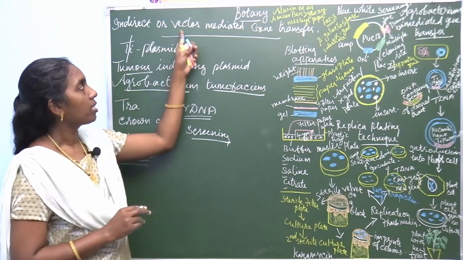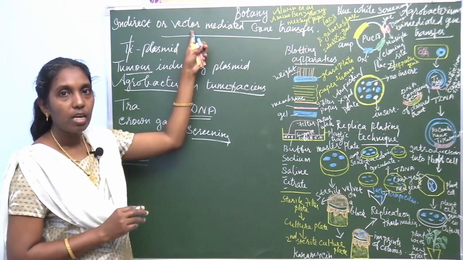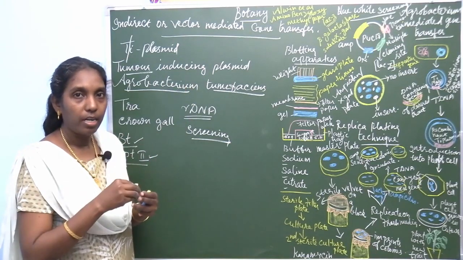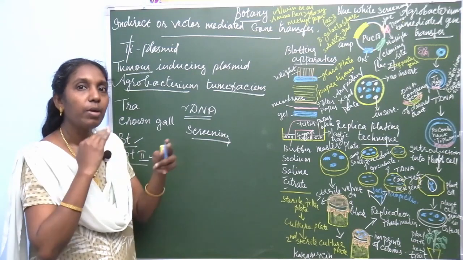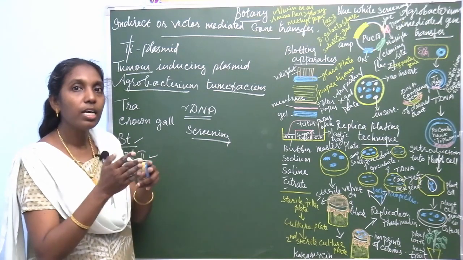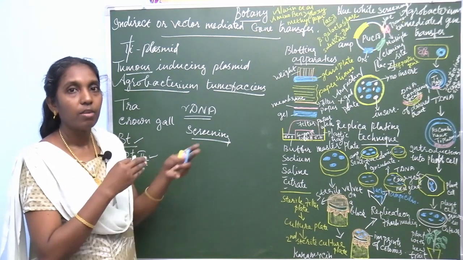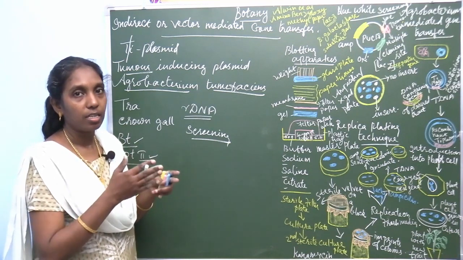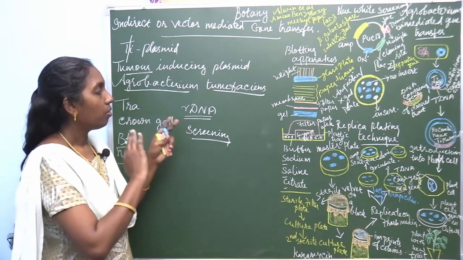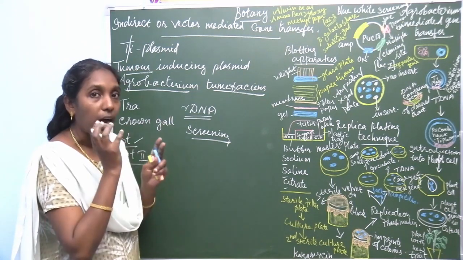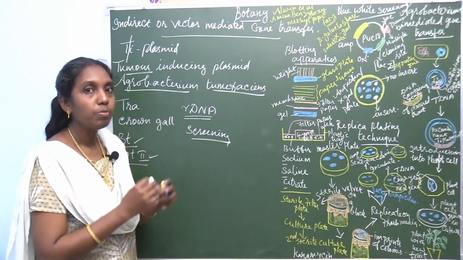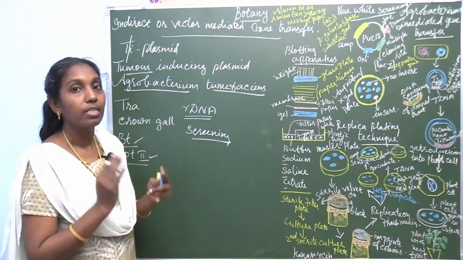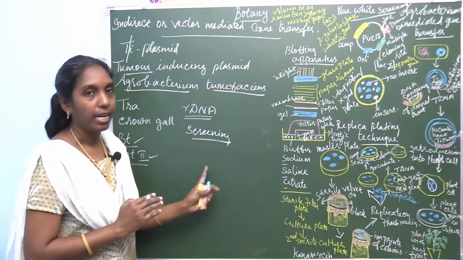Now, the plasmid vectors carry the rDNA. This rDNA or vector can be introduced into the plant cell. Here we are learning about plant gene transfer. So it is essential to identify whether this rDNA is accepted within the host or not. The process is called screening.